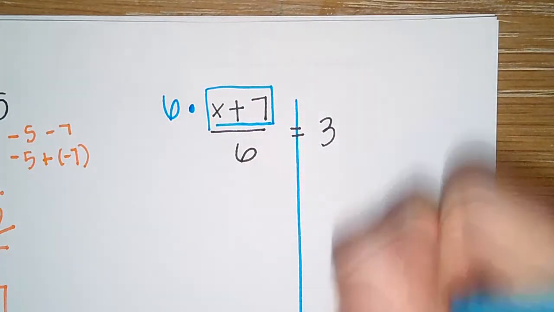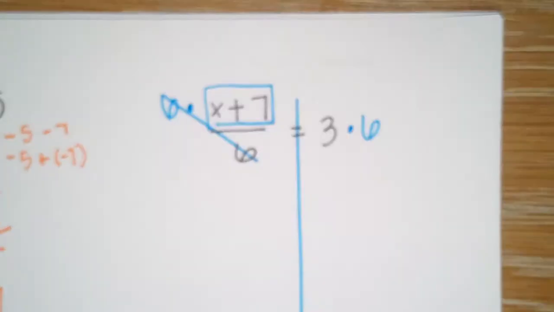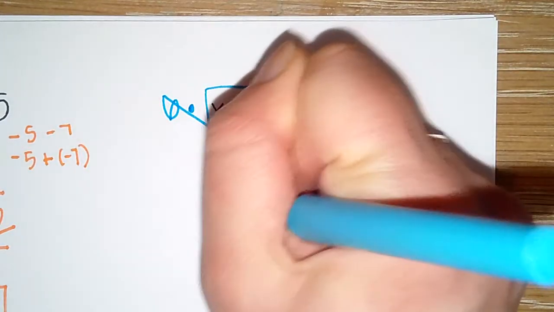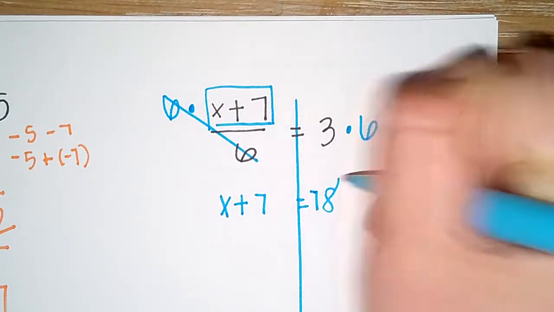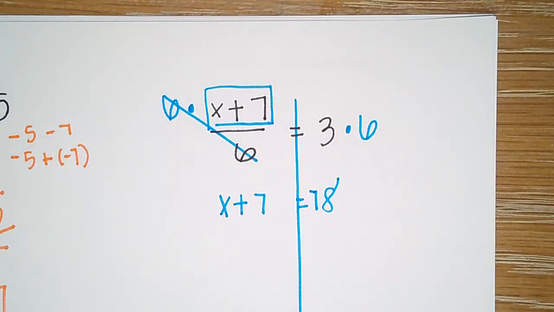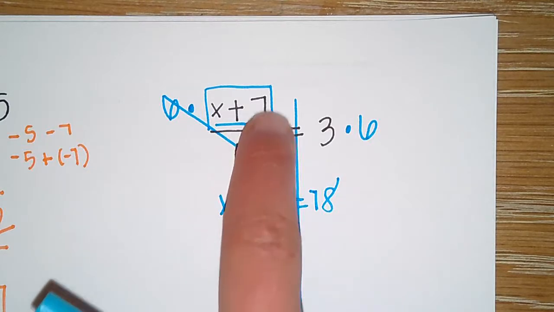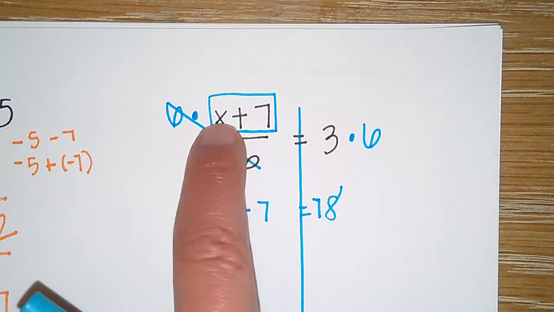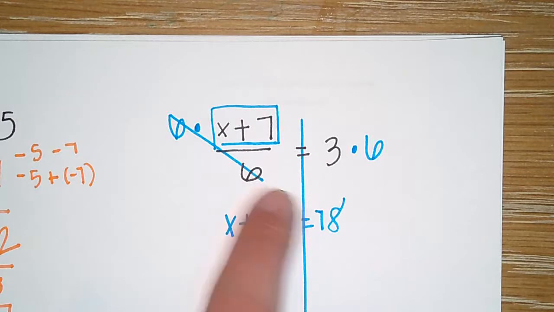I forgot my balance line. Times 6. Those cancel then. Now I'm left with x plus 7 by itself equals 18. And now I can just continue from there. So when I have a variable and a number, if I have two terms on top of that division bar, this is the term that gets saved, and we get rid of that division first.